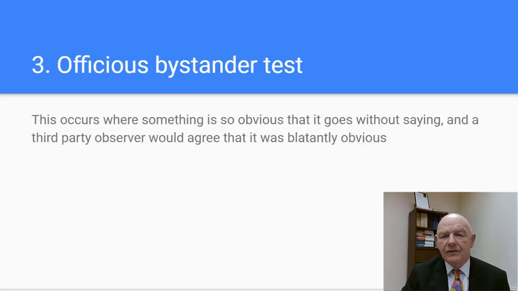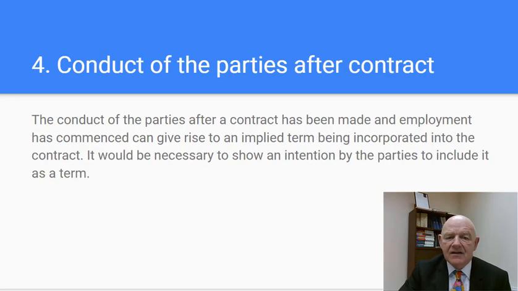The third condition or circumstance which might give rise to an implied term would be the officious bystander test. This occurs where something is so obvious that it goes without saying, and a third-party observer would agree that it was blatantly obvious. I don't have an example of this, but it is obvious, if you pardon the pun, when it does arise. So that is the officious bystander test.